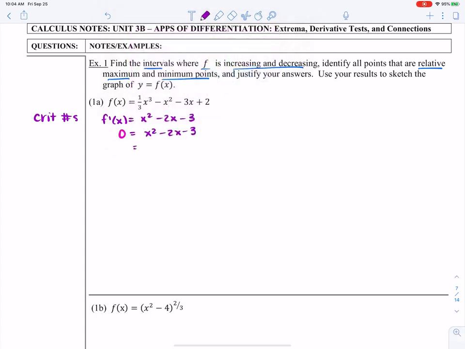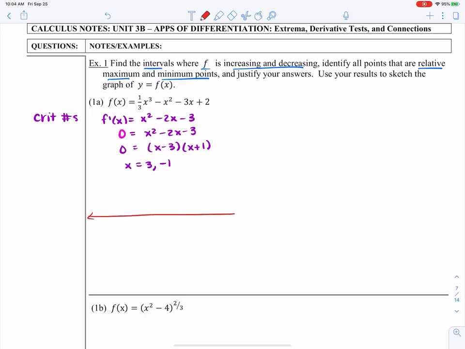And sure enough, this is a beautiful factorable quadratic into x minus 3 and x plus 1, leading us to two critical numbers, positive 3 and negative 1. Now here's where it is different from candidate's test. We're going to make a number line.